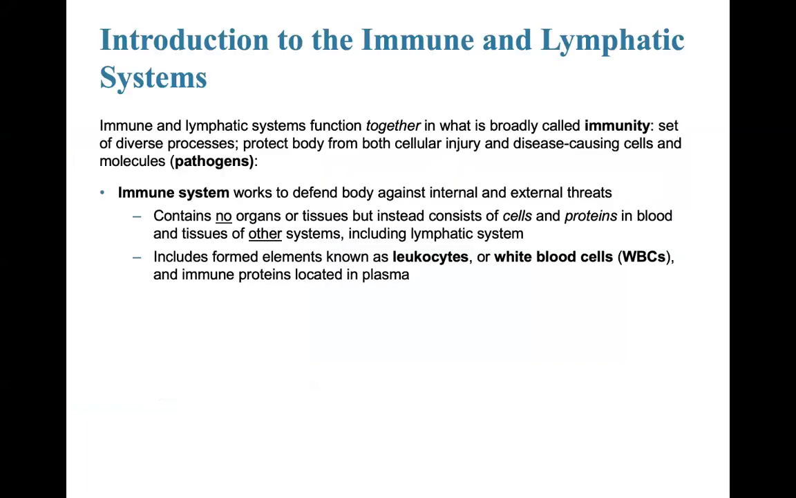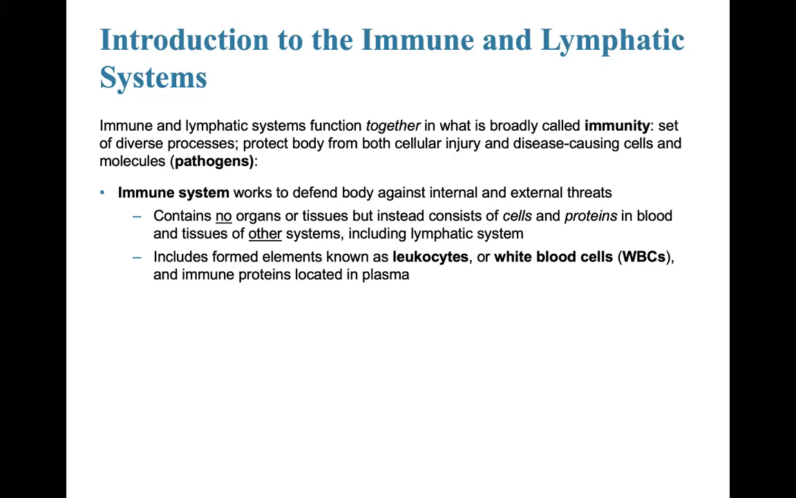Okay. So the immune and lymphatic systems function together in what is broadly called immunity, which is a set of diverse processes that are put in place to protect the body from both cellular injury and disease-causing cells, and various molecules referred to as pathogens and/or antigens. The immune system works to defend the body against internal and external threats.